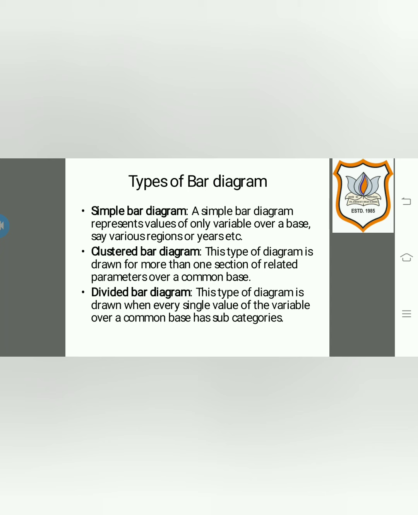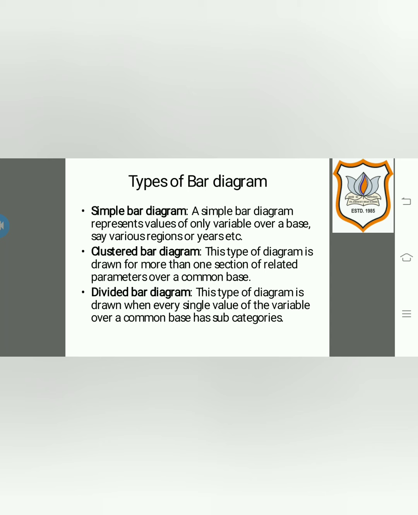A bar diagram is of the following three types. First, simple bar diagram. It is used to represent when only one variable is there and it is to be represented on a common base, that is again time, region or place.